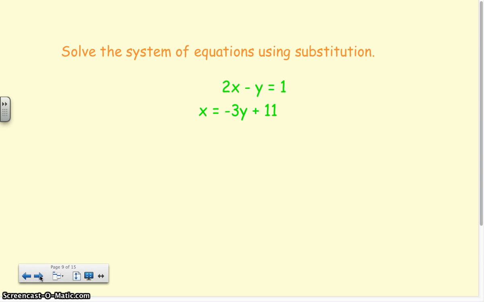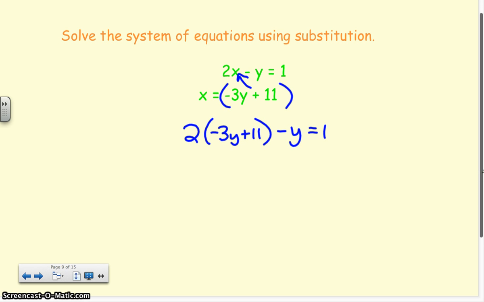Next example. Step 1. I'm going to put parentheses around the variable that's by itself. That is this one, x. X is alone. Now your eye should be looking, where am I going to put that x? Where is the other x? Right on top. So that's going to take that x's place. So I get 2 times negative 3y plus 11 minus y is equal to 1.